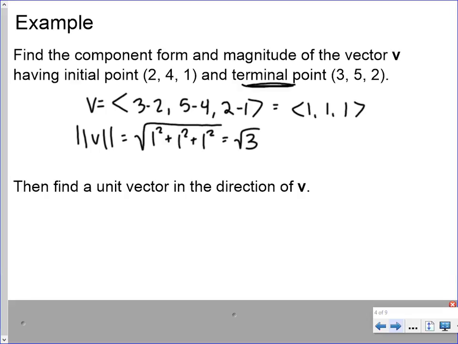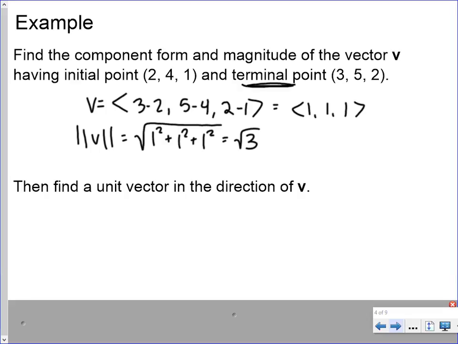So look back if you copied anything from that first slide we went over. What do you do for a unit vector? This vector v is not a unit vector right now because its magnitude is square root of 3, which is not 1 unit. So how are you going to get it to have a magnitude of 1 unit? What should we do to find the unit vector?